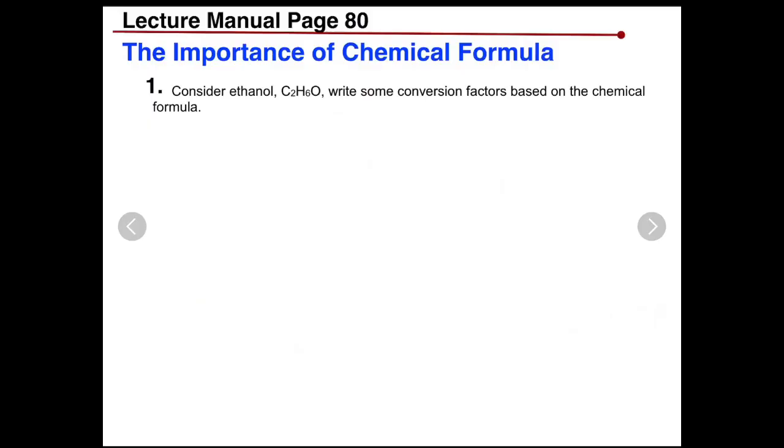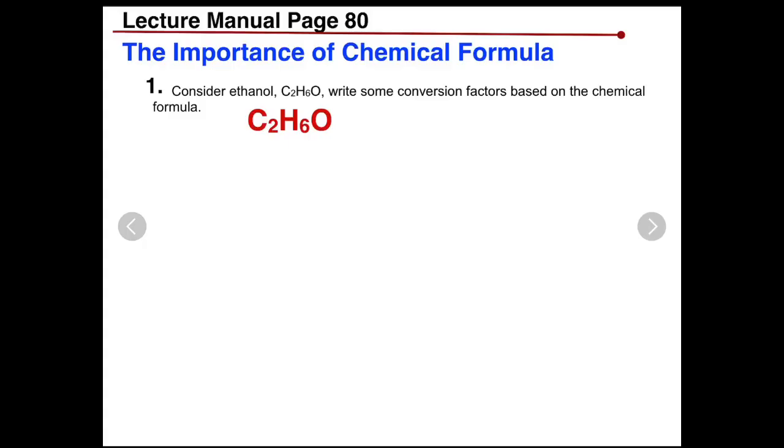The chemical formula not only tells us the mass of the molecule, it also tells us about the conversion factor, or the ratio within the molecule as well. What do I mean by that? For example, ethanol. Ethanol is the main component in drinking alcohol.